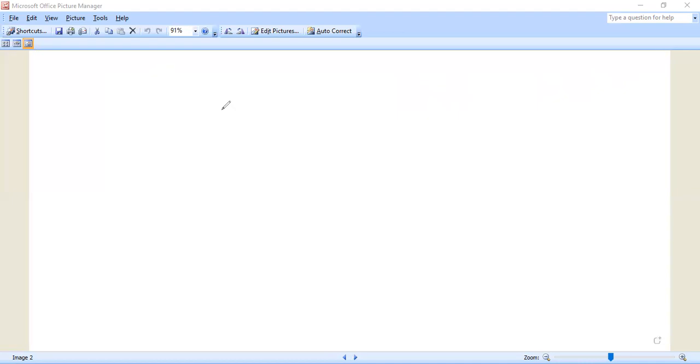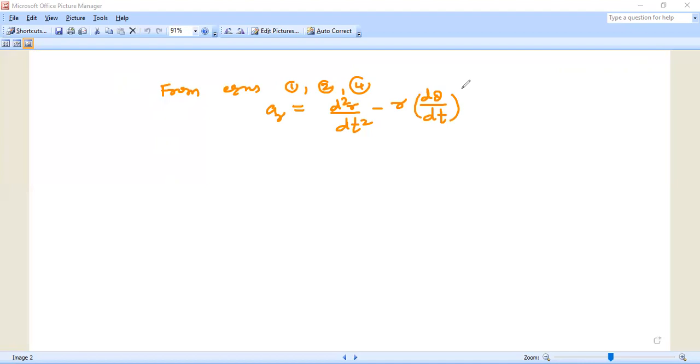Now, from equations 1 to 4, therefore, we can get the radial acceleration AR is equal to d square r by dt square minus r d theta by dt whole square, that equals minus p. This is equation 1. In this we have to substitute the values of d square r by dt square and d theta by dt.